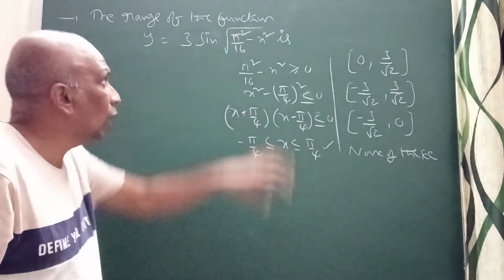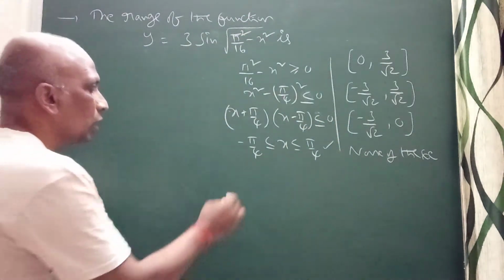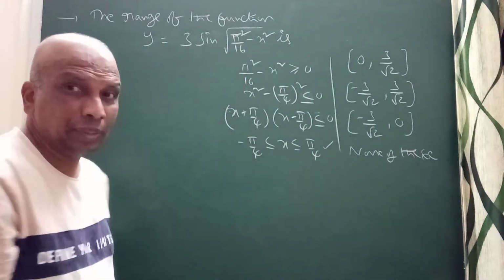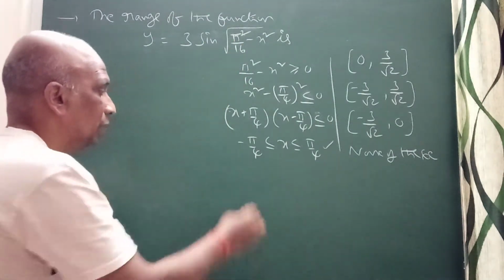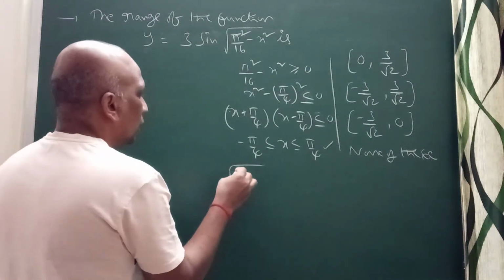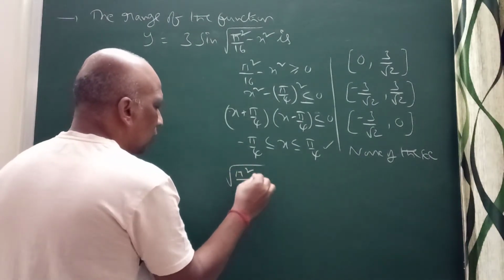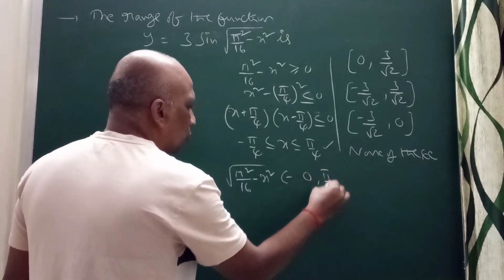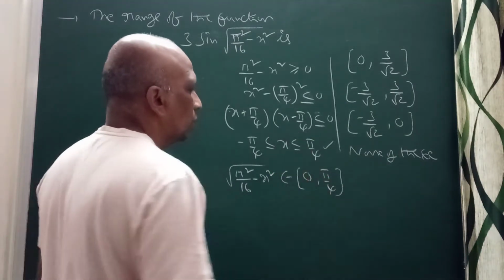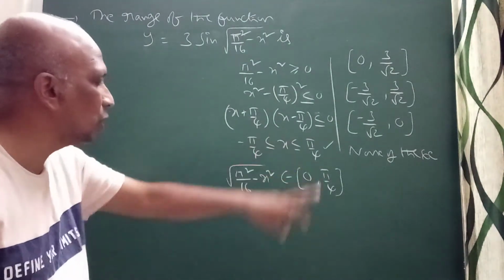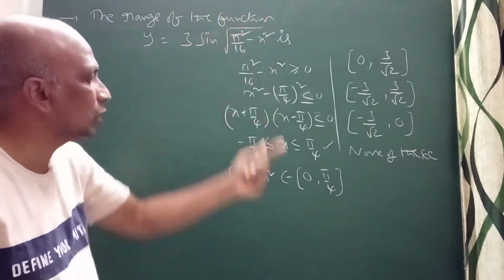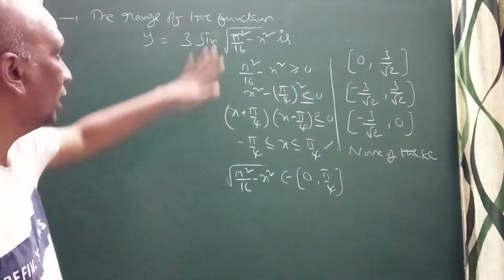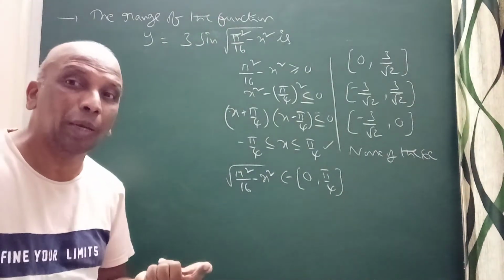But here, I want the root of this, right? So instead of that, you can remember here, and also sin x is an increasing function in the limits. I can write π²/16 − x² belongs to 0 to π/4, a closed interval. Since this value lies between these two, but the positive square root lies only between 0 to π/4. It is an increasing function. Sin x is an increasing function in the interval 0 to π/4.